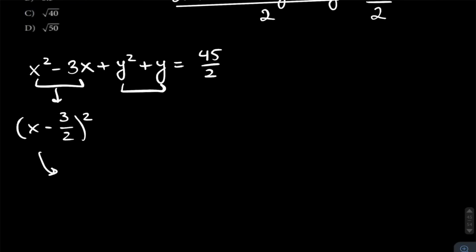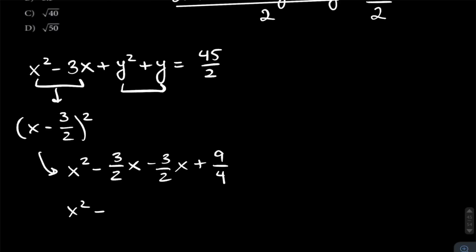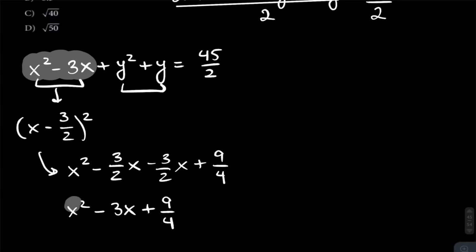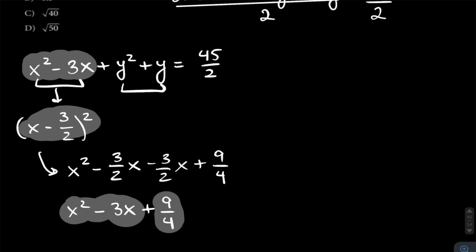When you expand this thing, you're going to get x squared minus 3 halves x minus 3 halves x plus 9 over 4. And so what happens is, combining like terms, you get x squared minus 3x plus 9 over 4, right? And so you have what you had before, the x squared minus 3x, but you also have this 9 over 4 here. And so this thing is not equal to this thing.